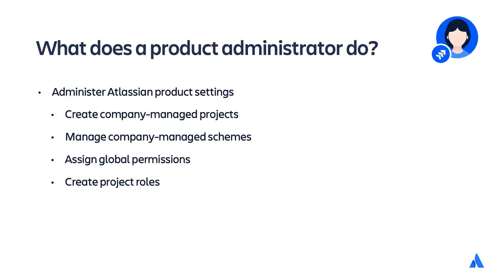The main responsibility for a product administrator is to administer Atlassian product settings. In Jira they can, for example, create company-managed projects, manage company-managed schemes, assign global permissions, and create project roles. A product administrator for Jira manages all Jira products on a site. They do not necessarily have access to a product as a user.